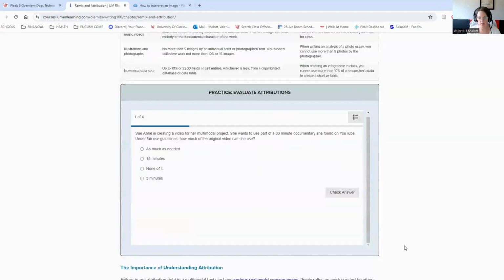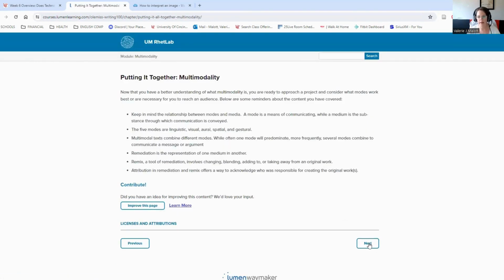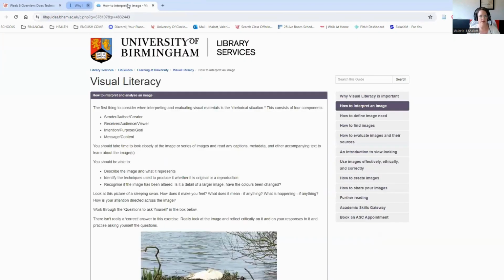And then it talks about attribution. We don't have to get into this right now. We'll probably revisit this in the research unit. And then putting it all together, multimodality, which is just a summary and a recap. All right, so that is the information from the University of Mississippi Rhet Lab.